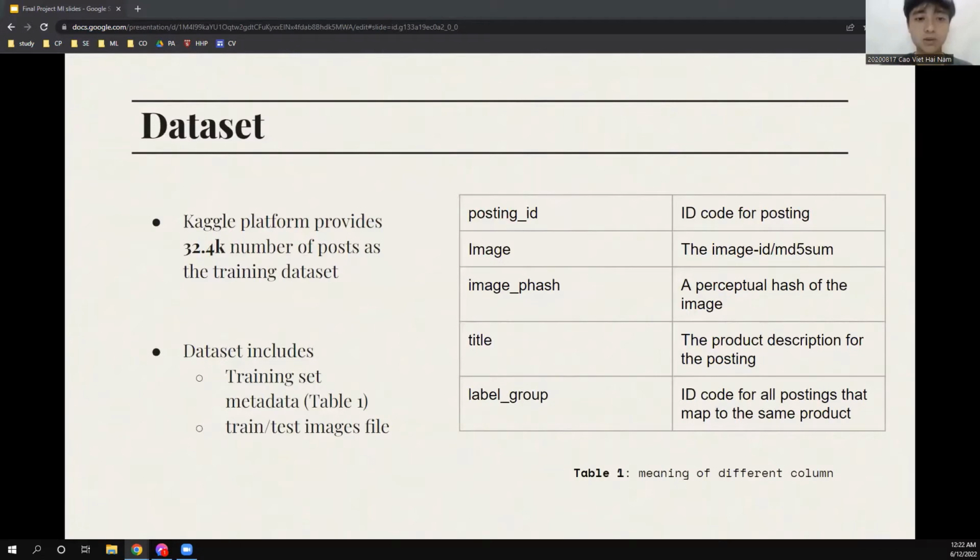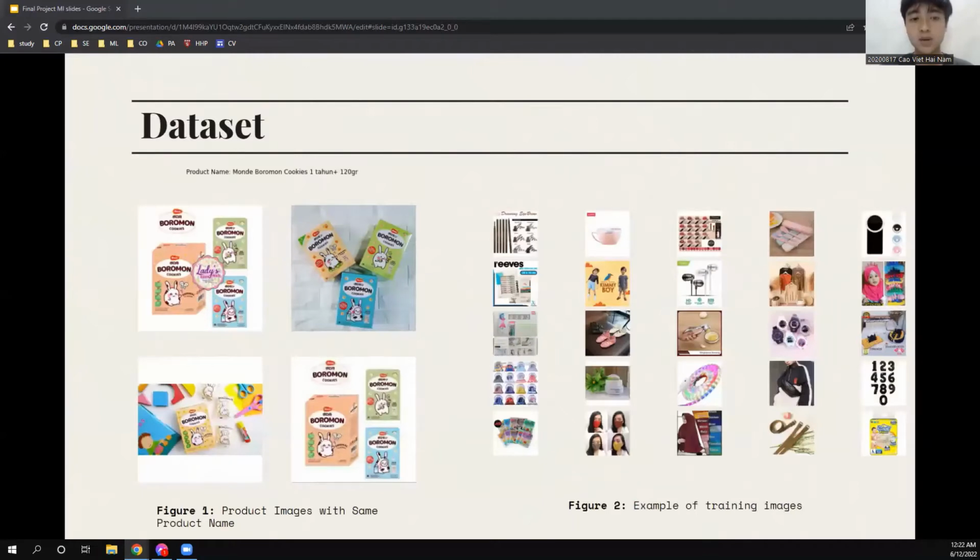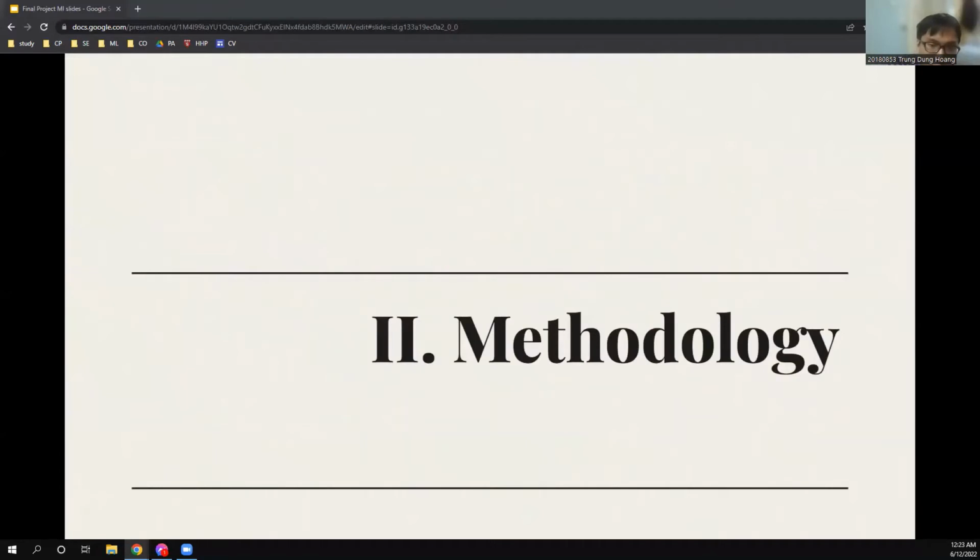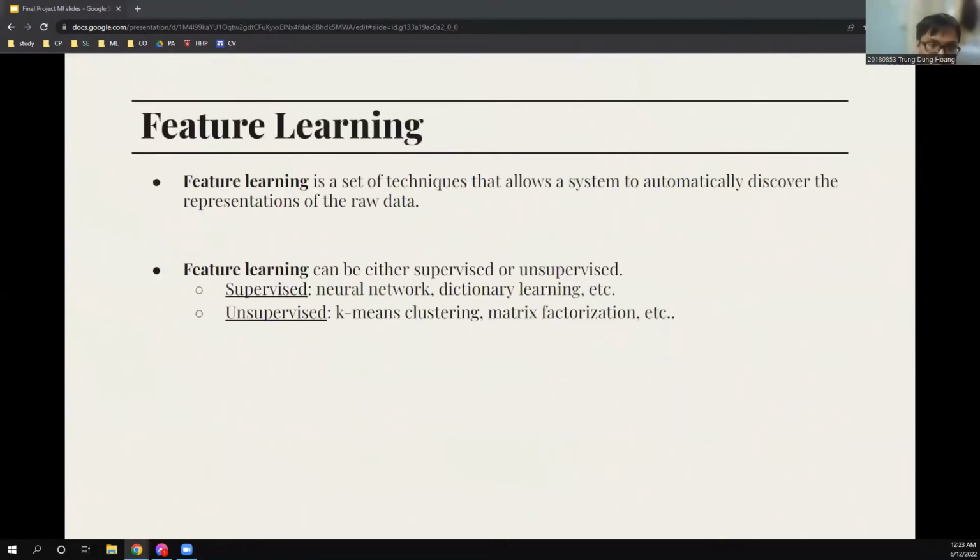32,400 posts are used as the training dataset, with a metadata file and image files. EDA is important in this project to help us gain some first insights about the data. Next, we'll talk about the methodology of our project.